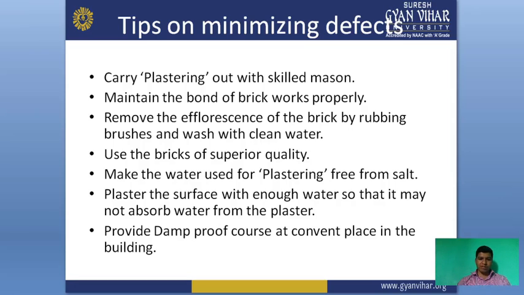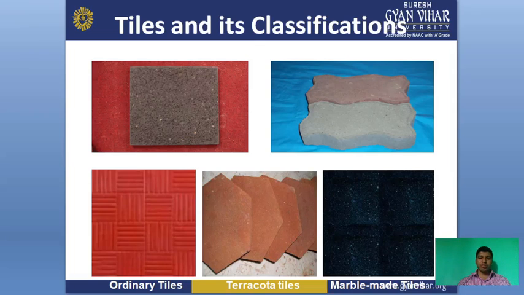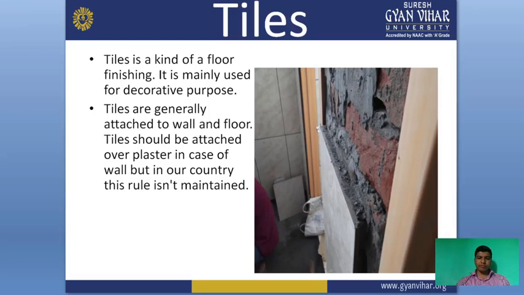Next, wet the plaster surface with enough water so that it may not absorb water from the plaster, and provide damp proof at convenient places in the building. After completing the plaster process, we will go for tiles, and these are pictures of tiles, and we will also discuss the classification of tiles. These are examples of tiles like ordinary tiles, trapdoor tiles, marble tiles, which are used after the plastering process.